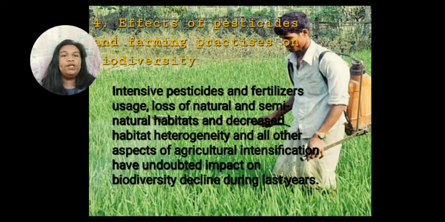Number four, effects of pesticides and farming practices on biodiversity. Intensive pesticide and fertilizer usage, loss of natural and semi-natural habitats, decreased habitat heterogeneity, and all other aspects of agricultural intensification have an undoubted impact on biodiversity decline in the last years.